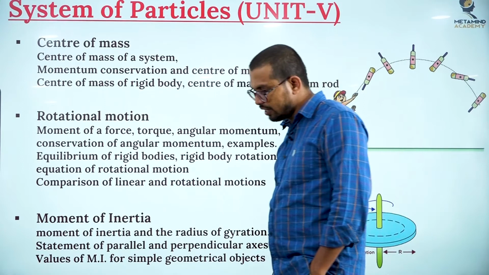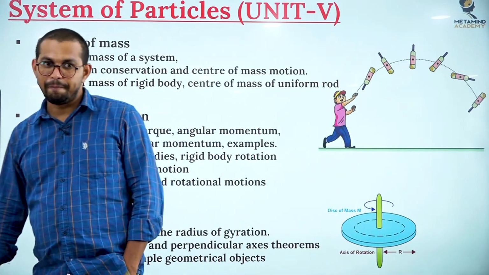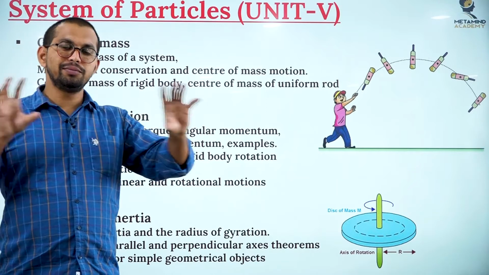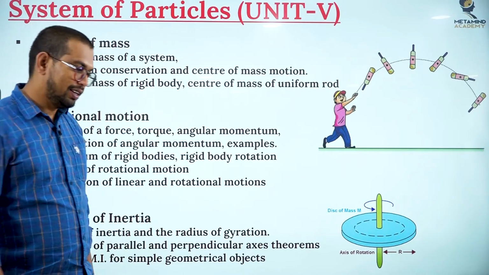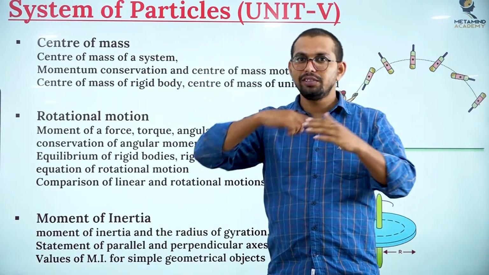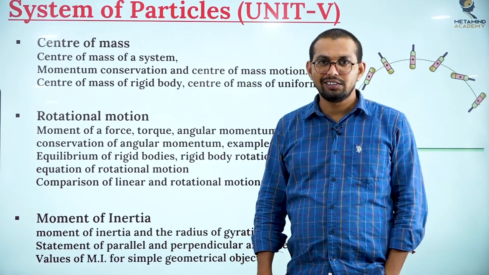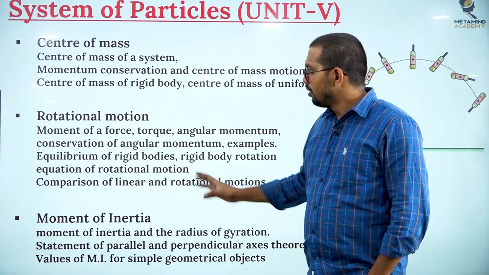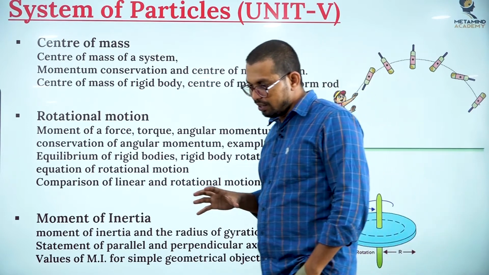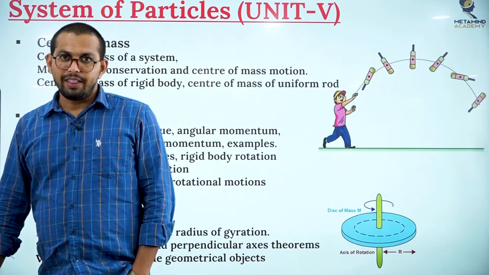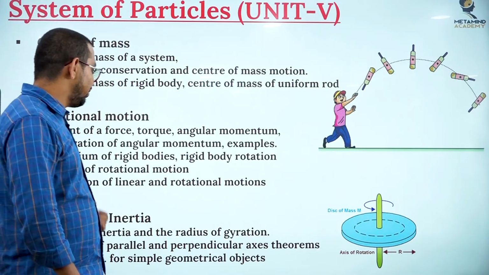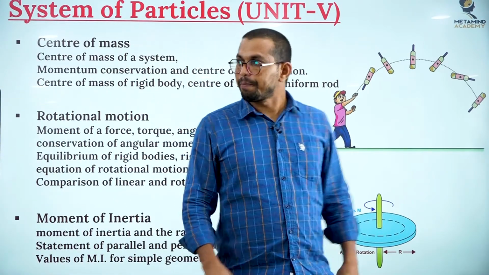Now coming to the second one, rotational motion. Till now we have discussed a particle moving in some direction. Now, in rotational motion, the particles are moving around some particular axis of rotation. How it is moving, what is driving it to move in a particular rotational motion, and how parameters are involved in rotational motion, all these things we will be discussing in rotational motion.